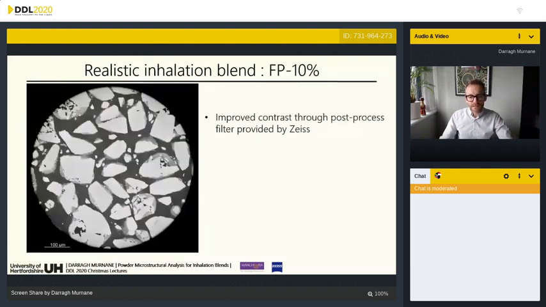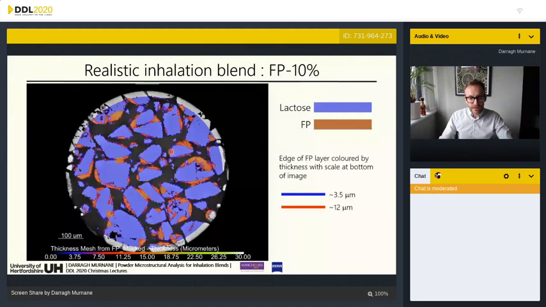And what we can see, using the phase contrast and a patented post-process filter that Zeiss have developed, is that we're able to see really subtle differences between the lactose here, the large particles, but then also this gray scaling, which shows the presence of agglomerates coating those lactose crystals. So we're now able to identify where the micronized drug phase is located with respect to the large carrier particles. And what we can see is that the FP is coating the outside of the lactose in different layers. And we're able to image that up here. We can see the large lactose carriers in purple, and we're able to identify where the drug is located.